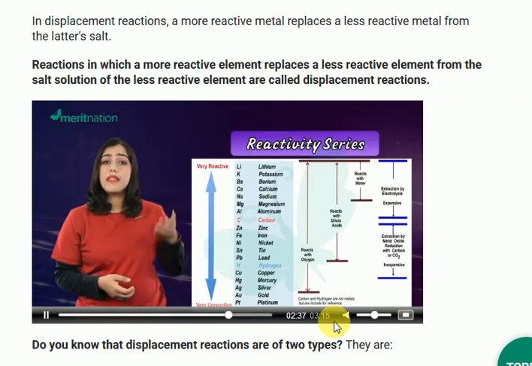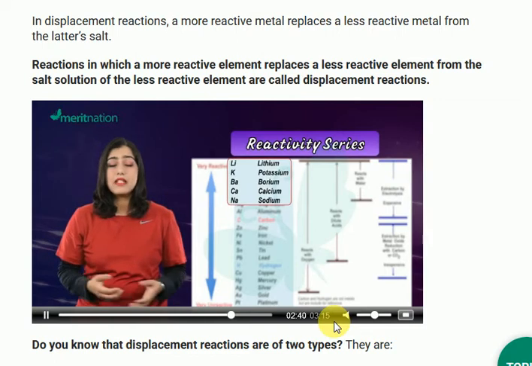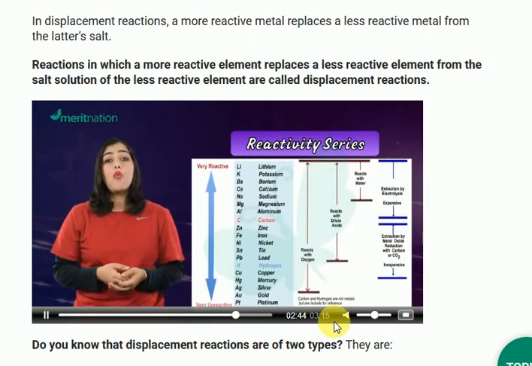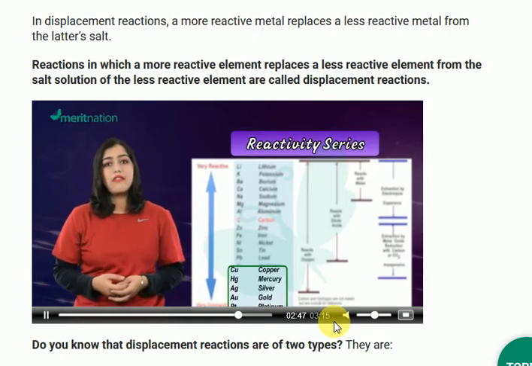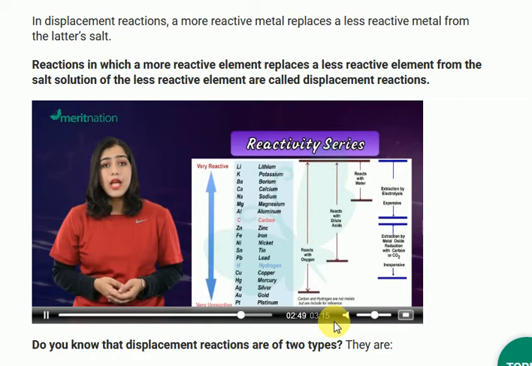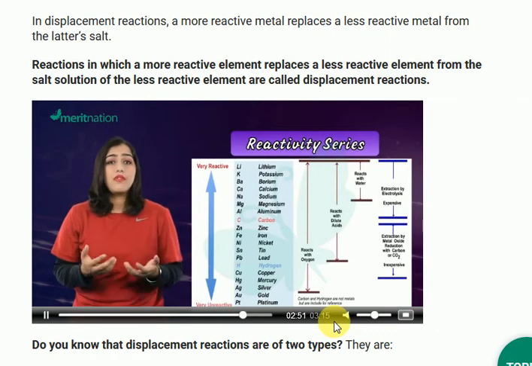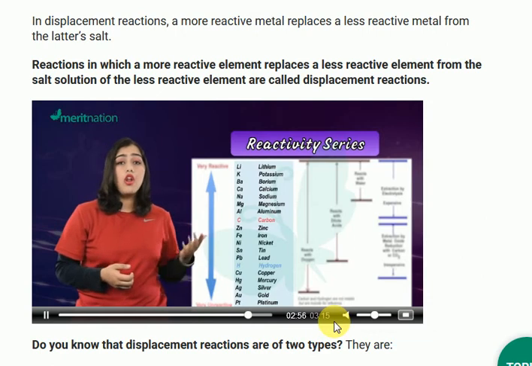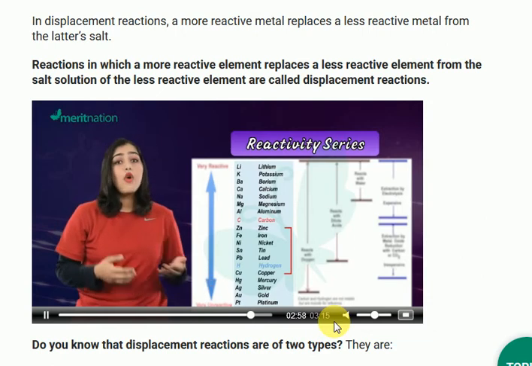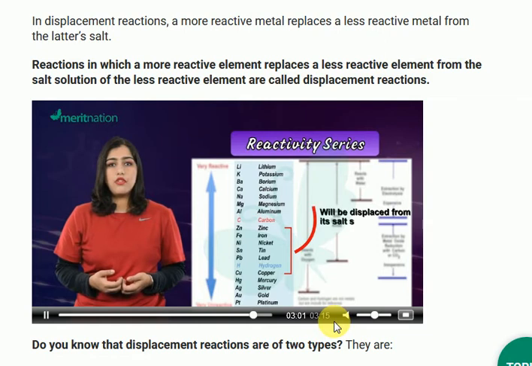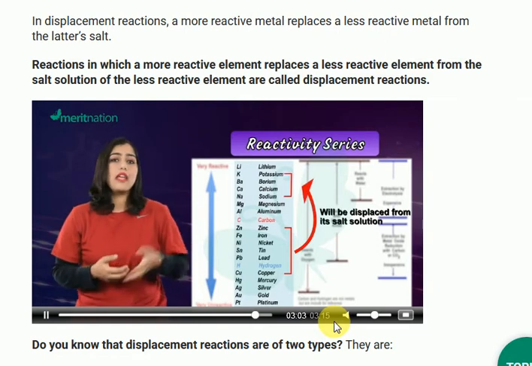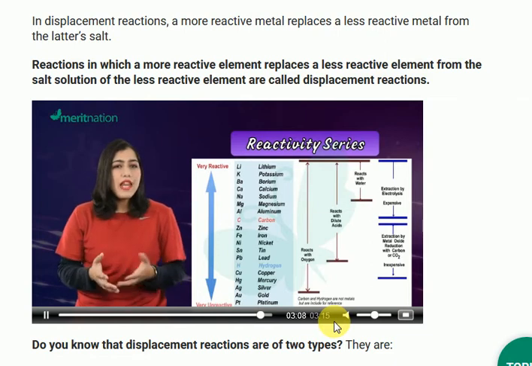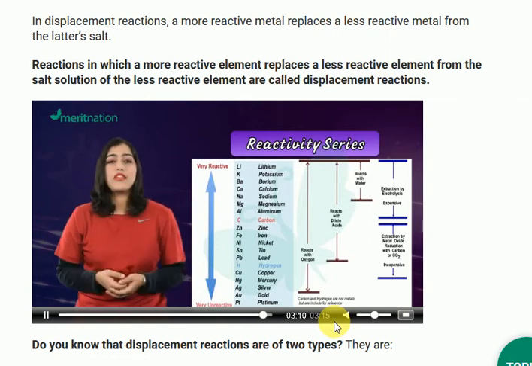So the metals at the top are very reactive metals. Metals in the middle of the series are moderately reactive, while the metals at the bottom of the series are least reactive. So in these type of displacement reactions, the general rule to be followed is that a metal lower in the reactivity series will be displaced from its salt solution by a metal higher in the reactivity series. So based on this information, can you find more displacement reactions at work around you?